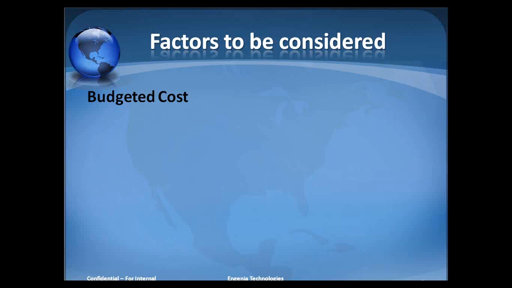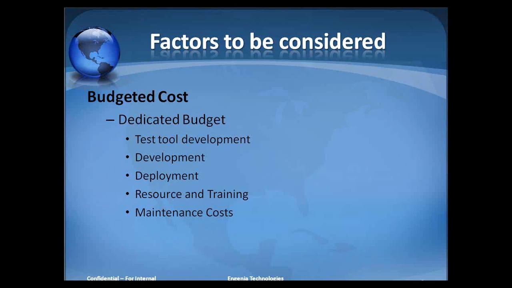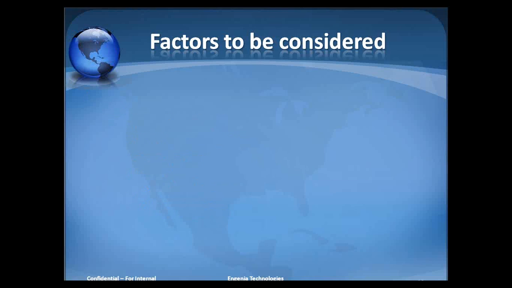The other factor that should be considered is budget cost. A dedicated budget has to be allocated, which would include the cost related to the testing tool, the development, the deployment, the resourcing, and the training part. Training is also very important for every tool. So we need to dedicate the budget for all of these costs. And then the maintenance cost is also one of the important factors, and it should always be included.